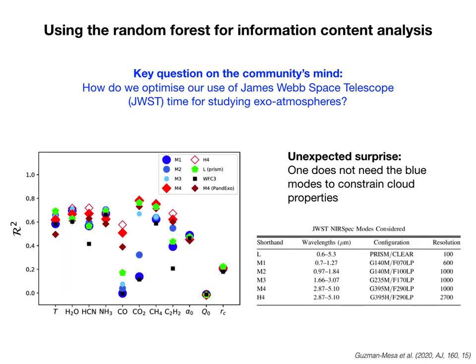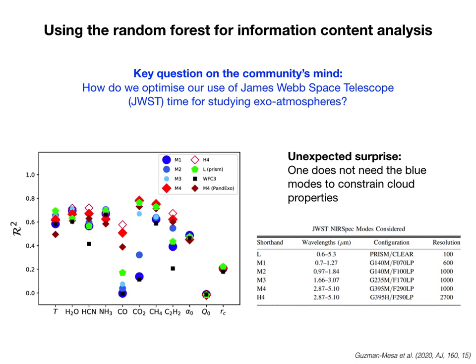And now this is a plot that brings it all together. On this plot is the coefficient of determination, where 0 means no predictability and 1 means perfect predictability, as I explained to you. And on the horizontal axis are the different parameters of the transmission spectra we've considered in this study. And the different symbols correspond to the different instrument modes on the James Webb NIRSpec, as you see in the table on the right.